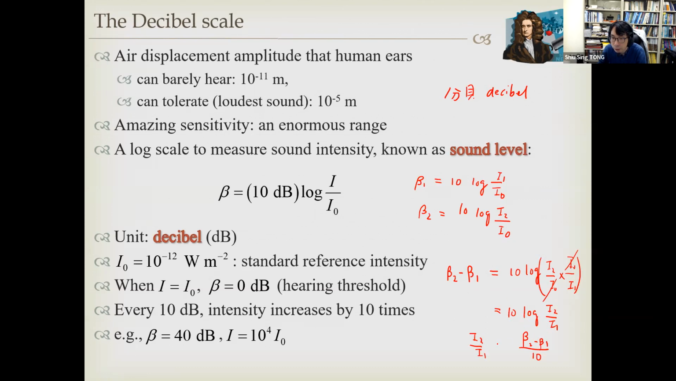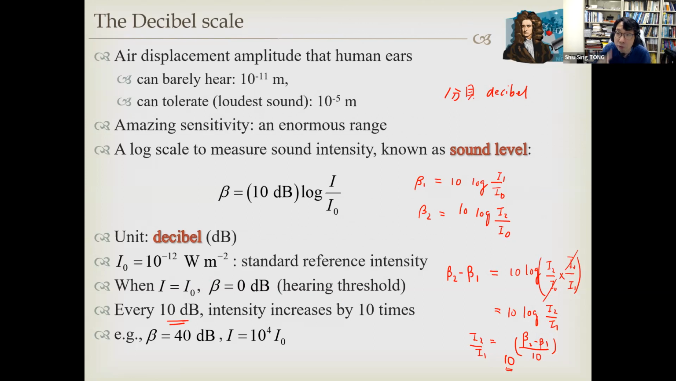Then you have this expression. You have 10 to the power, because you take the power of 10 on both sides to cancel the logarithm. So you have this. Now you can immediately see that if beta 2 minus beta 1 is equal to 10 decibel, if there's a change of 10 decibel, then it corresponds to what? When beta 2 minus beta 1 is 10, this factor in the exponential becomes 1. And that corresponds to 10 times in intensity.